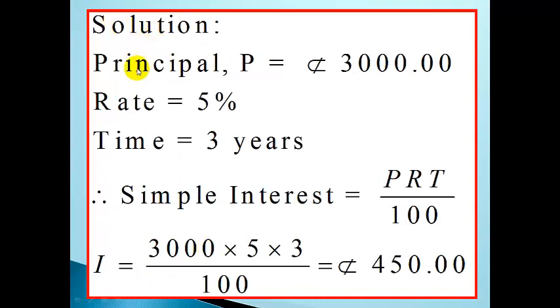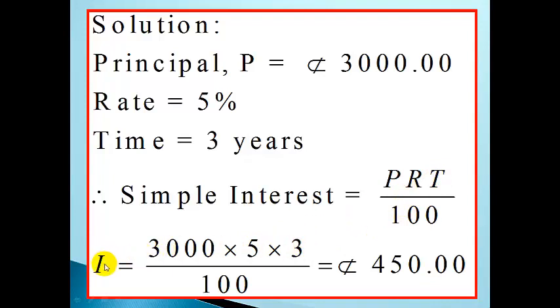From the question, our principal P is equal to 3,000. The interest rate is equal to 5%, and the time is equal to 3 years. Therefore, the simple interest, which is equal to P times R times T divided by 100, will now be equal to I equals 3,000 times 5 times 3 divided by 100, where 3,000 is the principal, that is P, R is the rate, and that is 5, and T is the time, and that is 3 years.